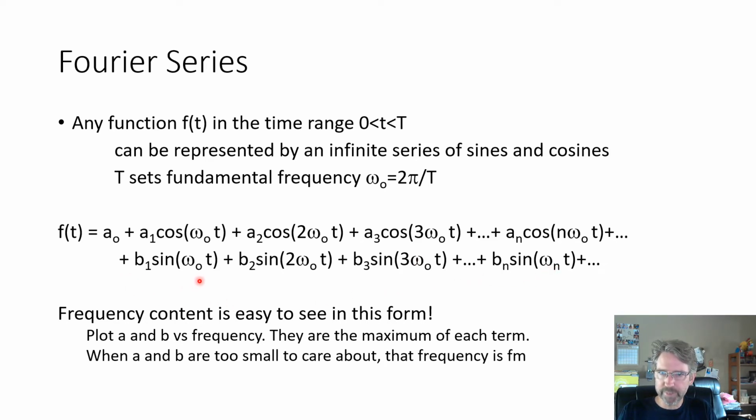So if we write them as sines and cosines, the frequency content is really easy to see because we have a frequency right here. The fundamental frequency is set by our period, capital T. So when A and B are small enough, then we can find the frequency where that happens and find the maximum frequency in the signal. So let's look at finding these coefficients.